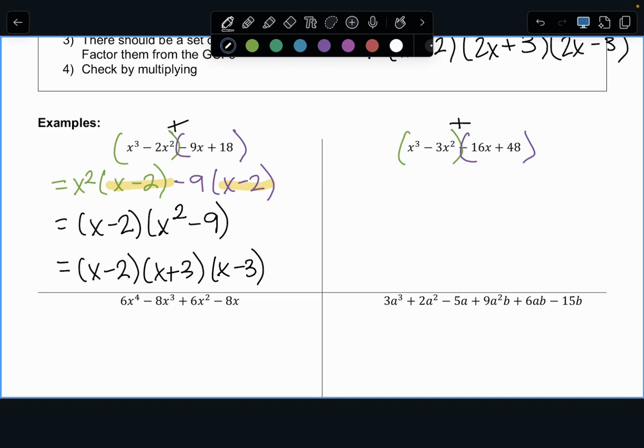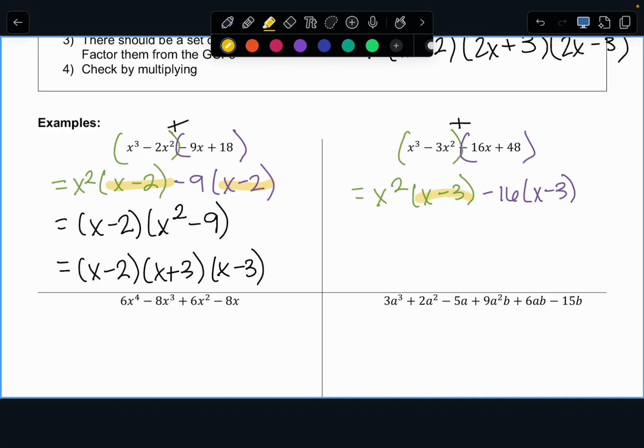Just this one. The bottom two we'll do as a class. I already split it up into two groups. From my green group, what can I pull out as a GCF? X squared. I'm left with x minus 3. From the purple group, what should I pull out? Negative 16. Left with x minus 3.